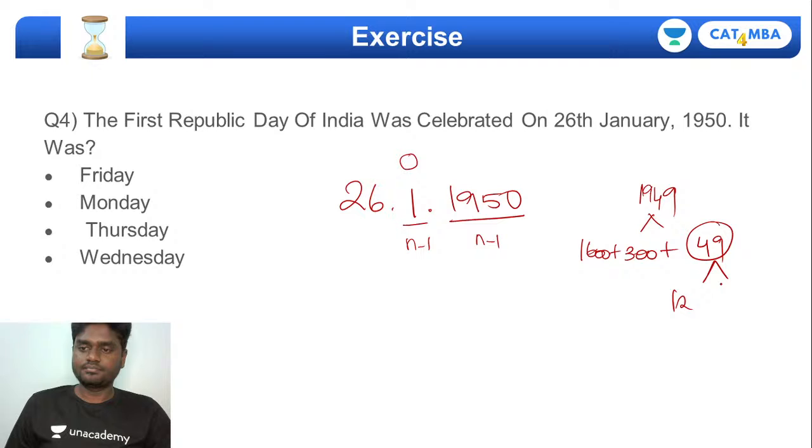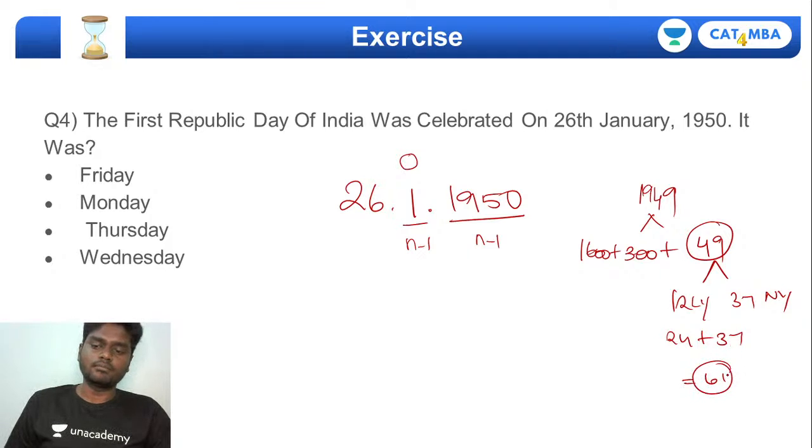And the rest of how much? 37. So this is 12 leap years and 37 normal years, right? And it's going to be 24 plus 37 you do. It will be ultimately 61. 61 means how many odd days? Quickly tell me. 5 odd days, if I'm not wrong.